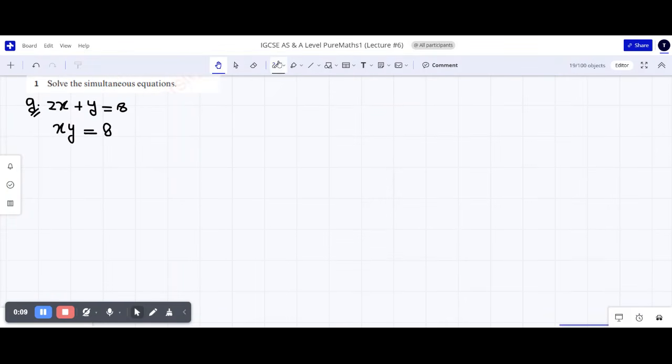Dear students, question number 1, part G is 2x plus y equals 8 and xy equals 8. So again we will use the substitution method.